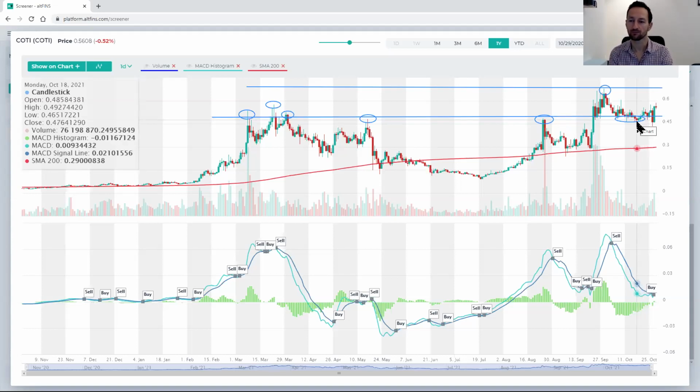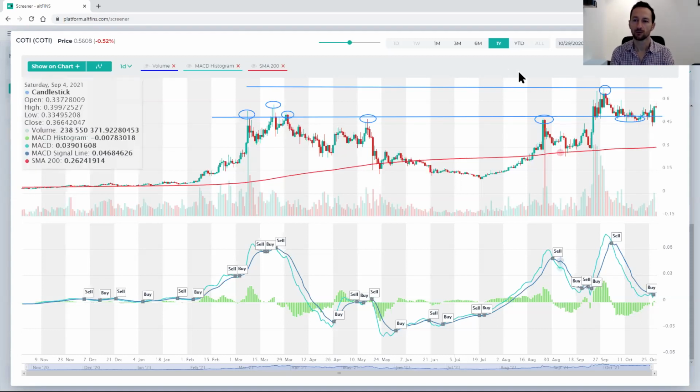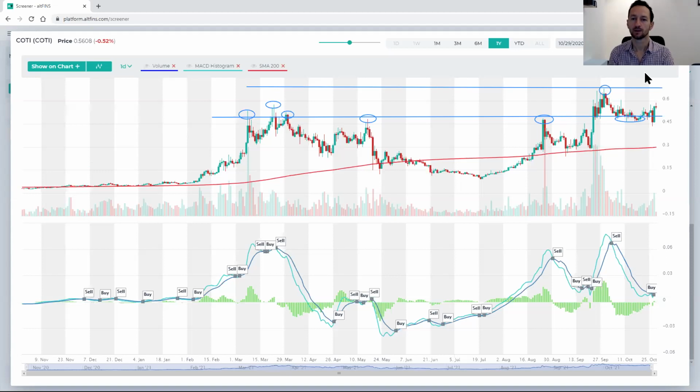So if it dips below this recent downswing, then the trade has gone wrong. And my target level would be about 70 cents, which would be about a 2-to-1 reward to risk ratio.